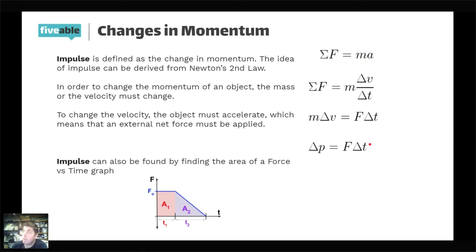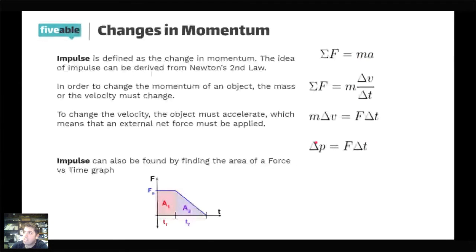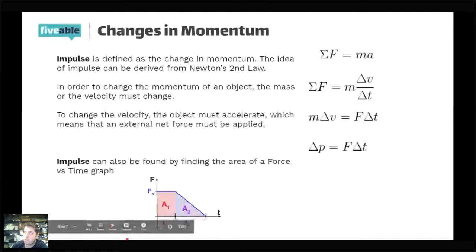And the other way we can find impulse, besides knowing masses and velocities, is to look at the area of this force-time graph. Just like we did way back when with velocity-time graphs and the area was distance, or force-distance graphs and the area is work, we can do the final part, which is the force-time graph, and the area is the impulse, the change in momentum.